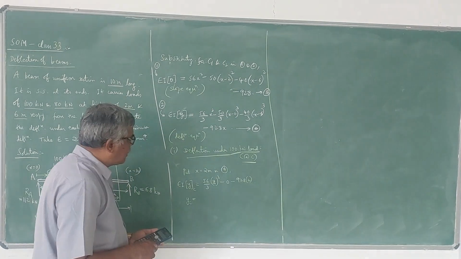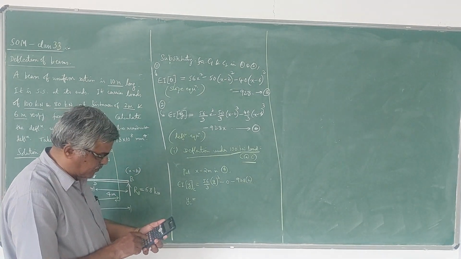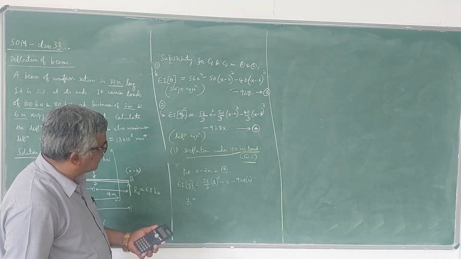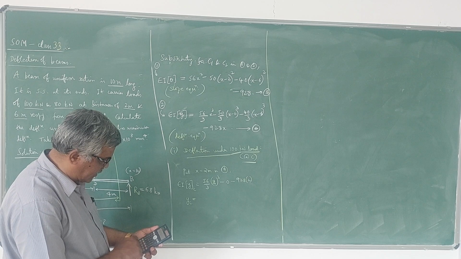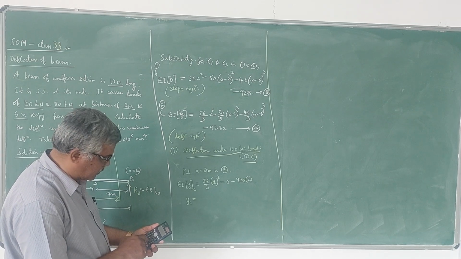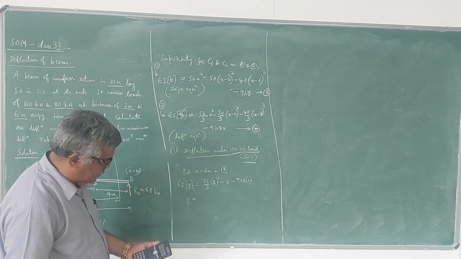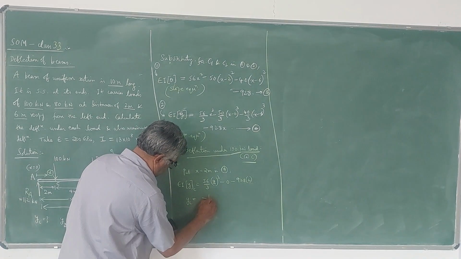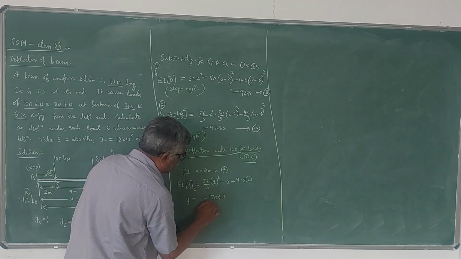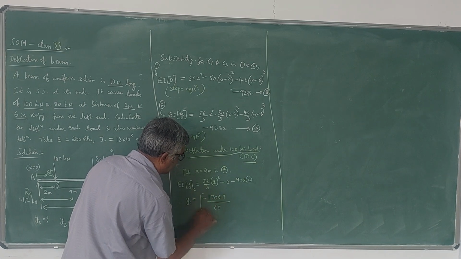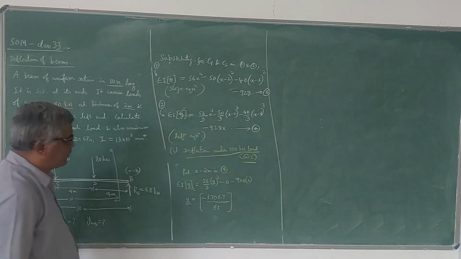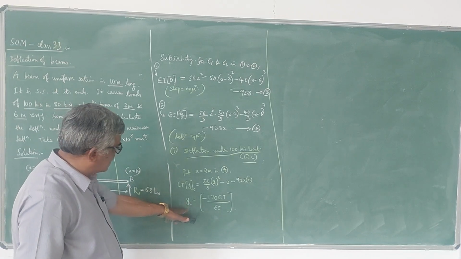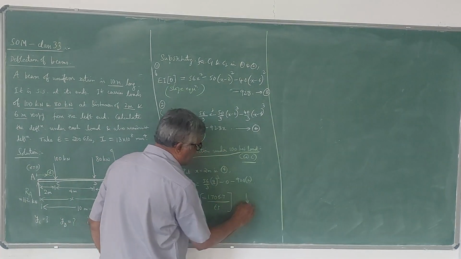So now we will get YC is equal to, let us simplify this RHS, 56 into 8 divided by 3, then minus 928 into 2. So you will be getting minus 1706.7 divided by EI. So that EI we will substitute later. This is the deflection at C. So negative sign indicates that it is downward deflection.